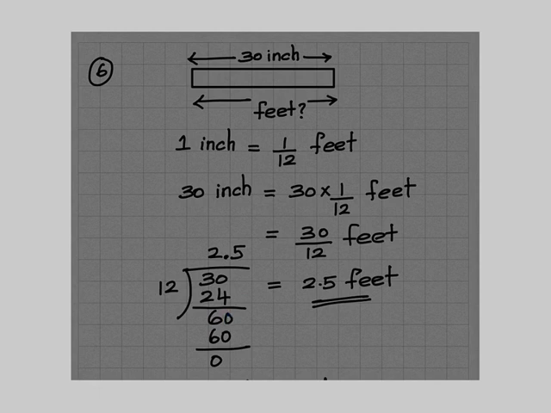So it becomes 60. Now you see how many 12 goes in 60. 5 12 goes in 60. So write the 60 below that 60 and subtract. Same number minus same number. 60 minus 60 is 0. So the answer is in the quotient, 2.5 feet. So inch became feet.